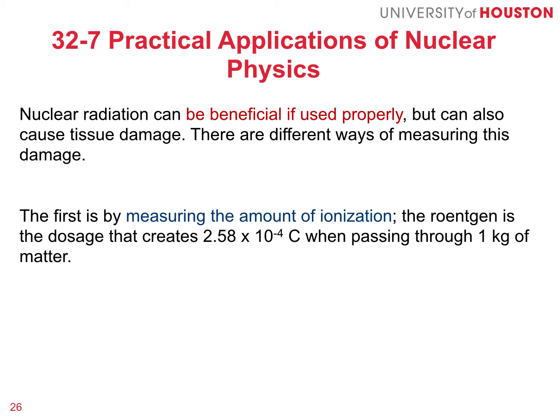The Roentgen is a radiation dose that creates 2.58 by 10 to the minus 4 coulombs of charge when the radiation passes through 1 kilogram of matter. The definition is therefore 2.58 by 10 to the minus 4 coulombs per kilogram.